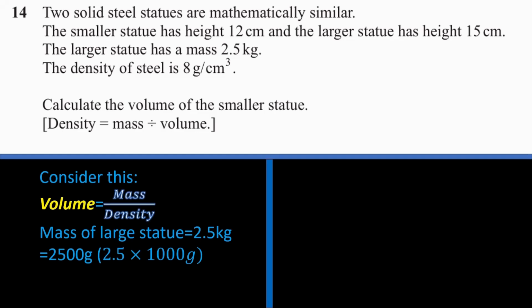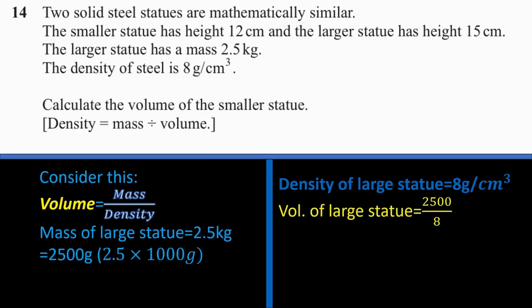And so what's the mass of the large statue? 2.5 kilograms. But remember that the density is in grams. So we are changing the 2.5 kilograms to grams. And that means we are going to multiply by 1,000. So we multiply 2.5 by 1,000 to change it to grams, because the density is 8 grams per cubic centimeter. Because of that unit, that is why we are changing the kilograms to grams. And so the density of the large statue is given as 8 grams per cubic centimeter.